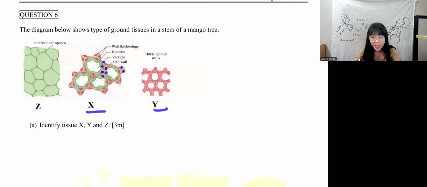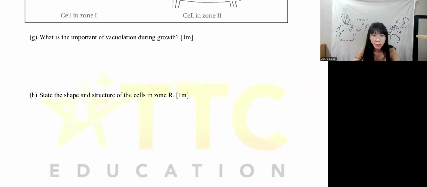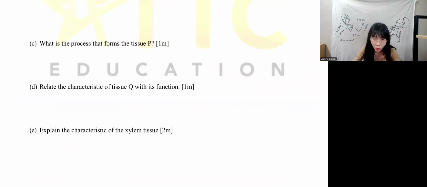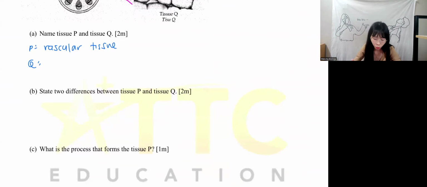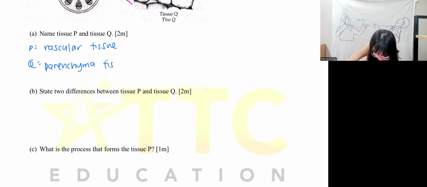So you can see that there's a difference between them. So this is what we call parenchyma tissue. From the diagram, you can see it's a parenchyma tissue. Q is a parenchyma tissue. Can we say vascular bundle for P? You can if you want to. Can you write ground tissue to be safe?